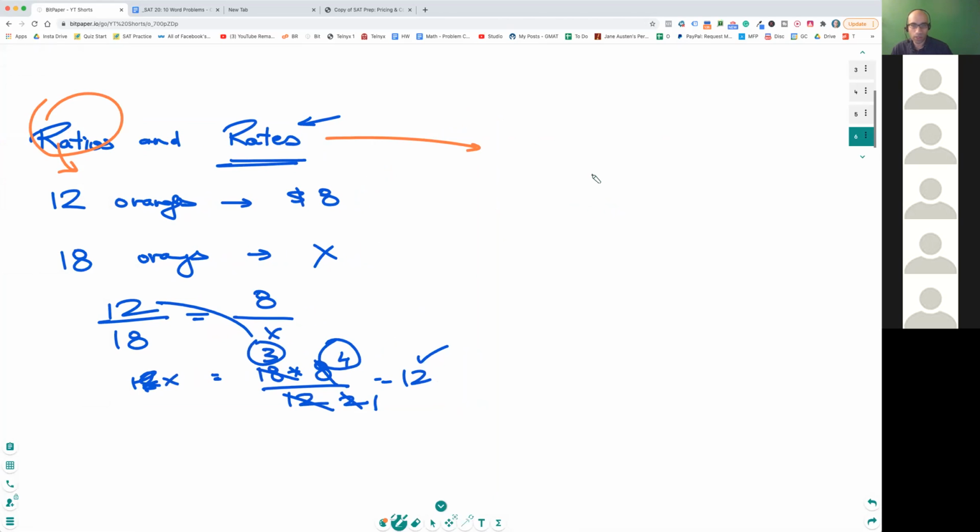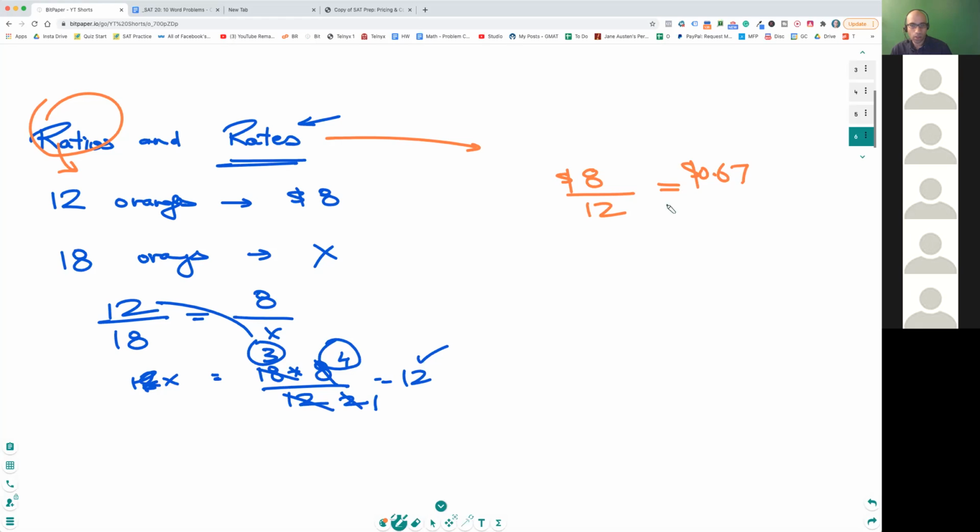So the 1 orange is going to be 8 divided by oranges, so 8 divided by 12. Whatever this number is, and now you're going to multiply it by 18. Whatever this number is, 8 divided by 12. So remember it's 8 divided by 12, right? So you get 0.67 over here.